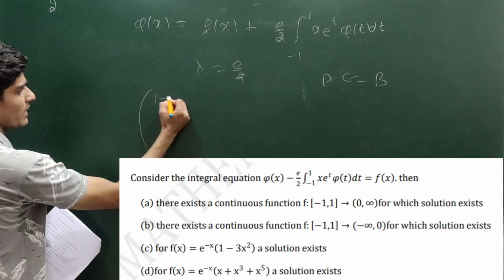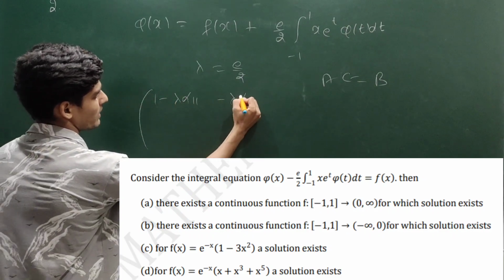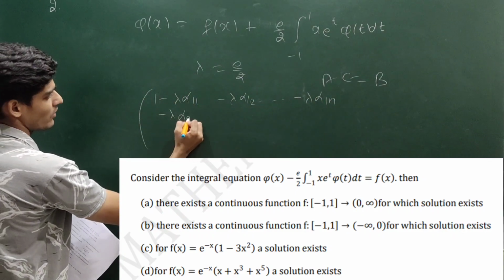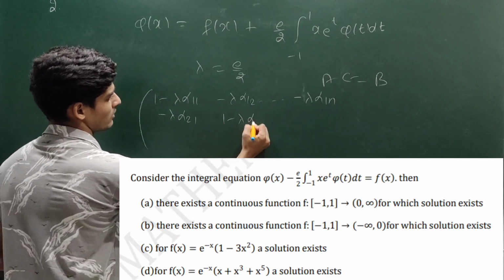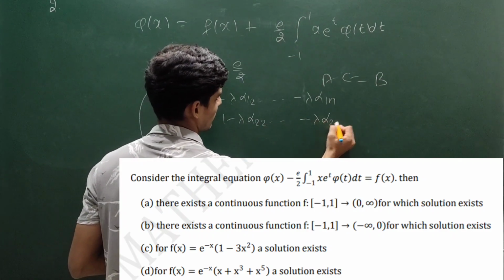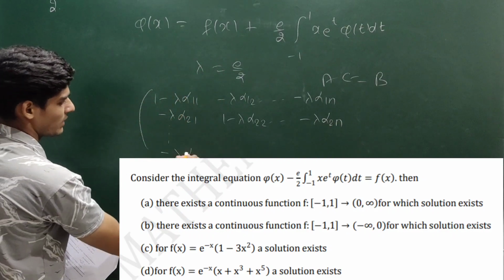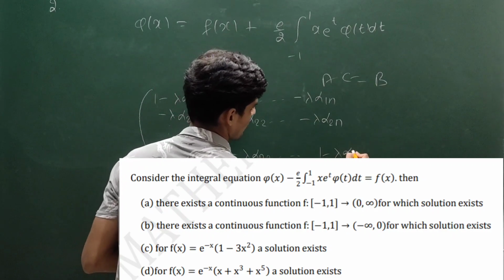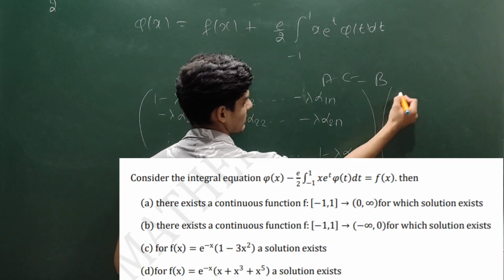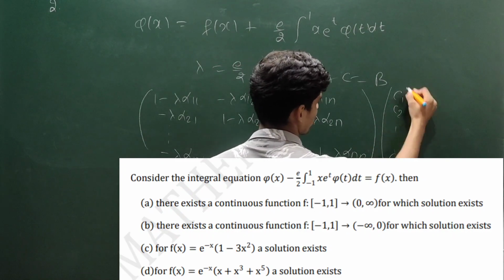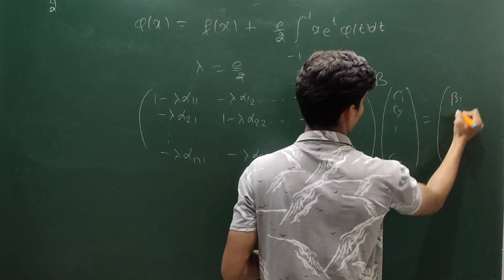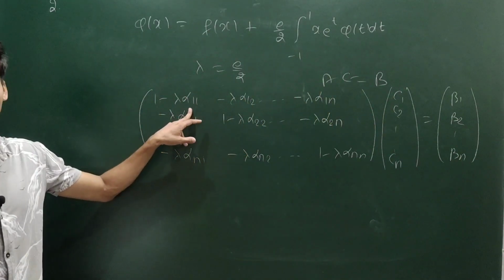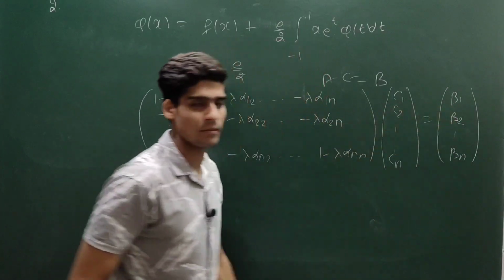This A is given by 1 minus lambda alpha 1 1, minus lambda alpha 1 2, up to minus lambda alpha 1 n; minus lambda alpha 2 1, 1 minus lambda alpha 2 2, up to minus lambda alpha 2n; minus lambda alpha n1, minus lambda alpha n2, up to 1 minus lambda alpha nn. This is your A matrix, this is your C vector, this is your B vector. Let me give you what are alpha ij's, what are ci's, what are bi's.